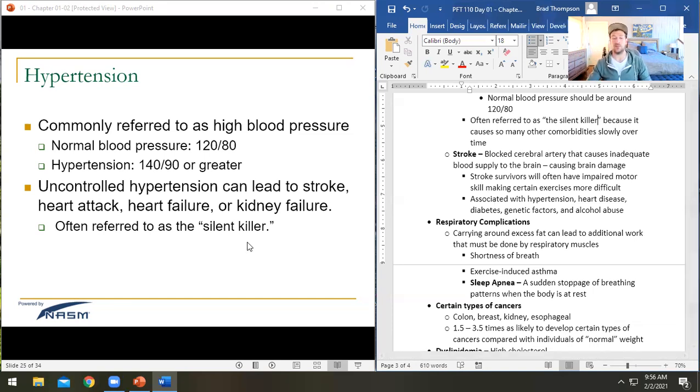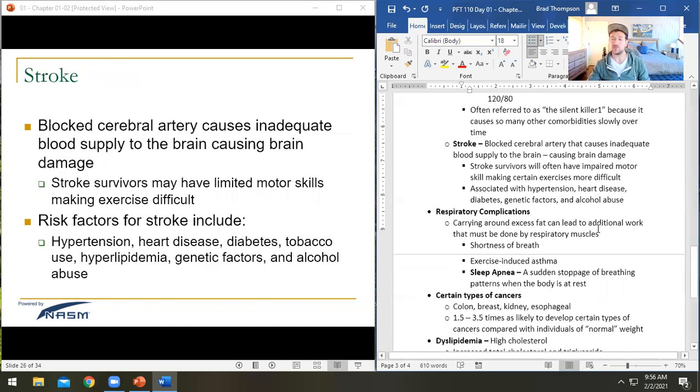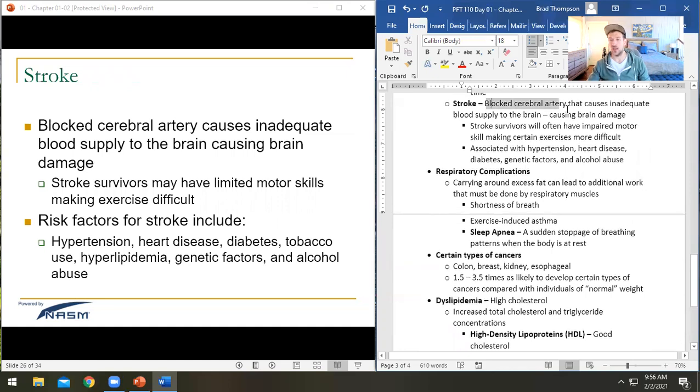So we do know that high blood pressure is associated with these other diseases. Like I said, stroke is a blocked cerebral artery that causes inadequate blood flow. If you have a client who is a stroke survivor, a lot of times they will have impaired motor control, so you have to be aware of that. That can make exercising difficult, which makes them more sedentary, which can only make all of these problems worse. So it's important for us to find a way for them to safely exercise.